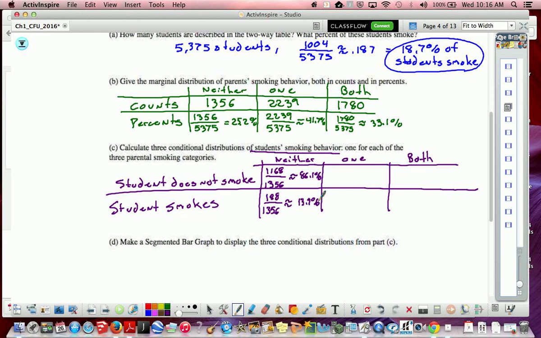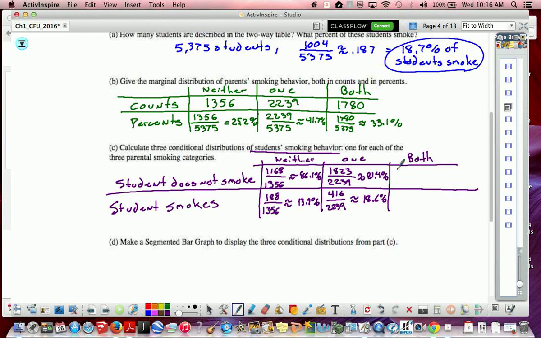Do the same thing for the 1 parent. Now we're talking out of the 2,239, because we're only talking about the total of families where 1 parent smoked. 1,823, or I shouldn't say 1 parent family, 1 parent smoked. My apologies, misinterpreting the information. And then the other value was 416 out of 2,239, sorry. And then these percentages were 81.4%, and this one was 18.6%.